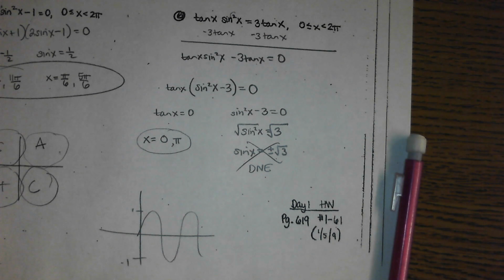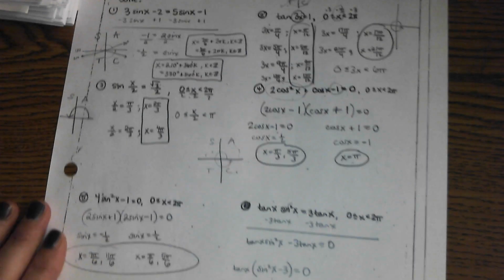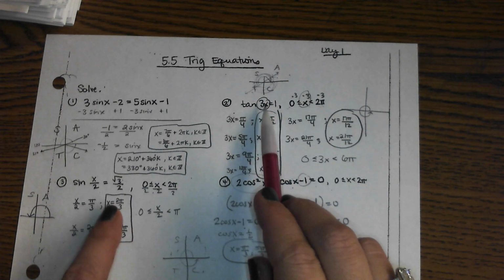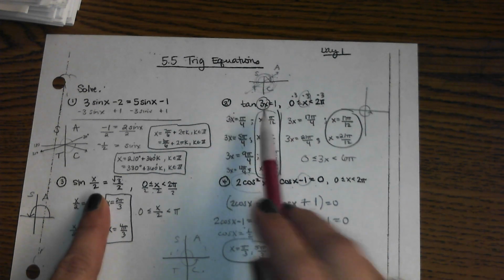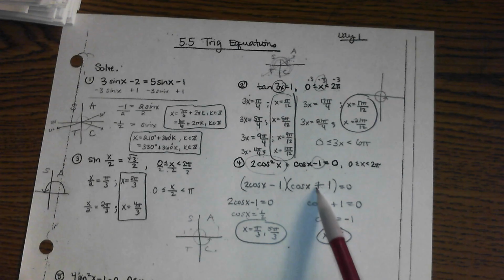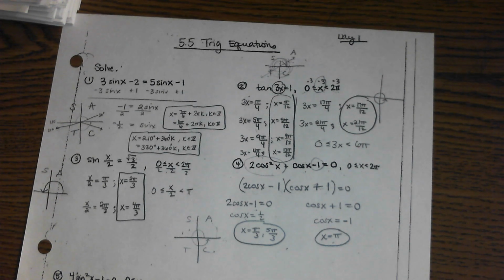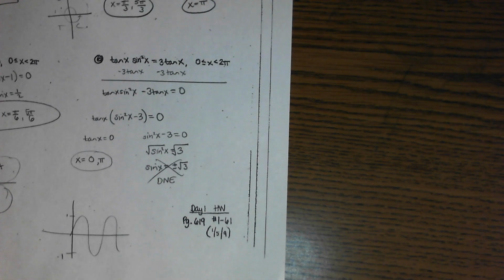Okay, so getting your sines or cosines, or tangents or whatever it might be, all by itself, understanding how to deal with a change in domain, if there's a horizontal stretch or compression, and understanding how to factor and tee it up and still solve that way. Good? All right, so your homework, page 619, 1 through 61, 1, 5s, and 9s.